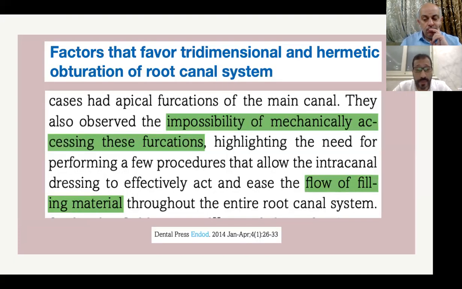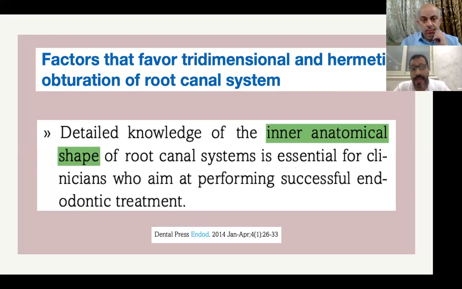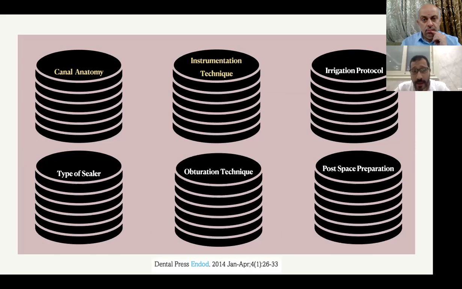From these previous pictures, or micro-CT scans, we found that it is impossible to mechanically access these ramifications. So we have to deal with the cleaning or the irrigation protocol for such ramifications. That's why this introduction is to reveal to all attendees that you have to have knowledge regarding the inner anatomical shape of the root canal system. If you don't know the exact anatomy of the root canal system, you cannot perform successful root canal treatment from the start. After finishing the canal anatomy factor, we need to go to the instrumentation technique factor.